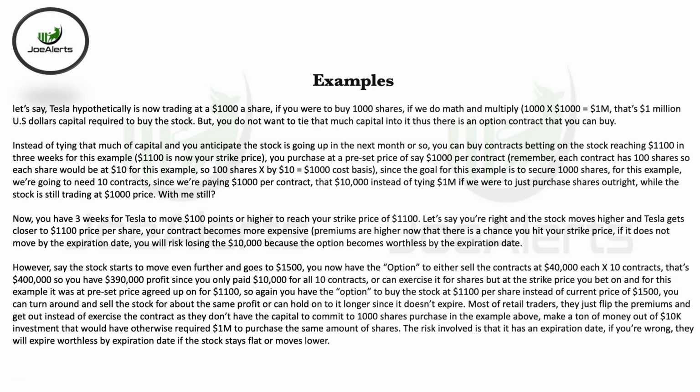So thus there is an option contract that you can buy at a lower price, which guarantees you the same amount of shares should the stock move to the strike price that you're going to pick. So in this example, instead of tying up that much capital, and you anticipate the stock is going up in the next month or so, you can buy contracts betting on the stock reaching $1,100.